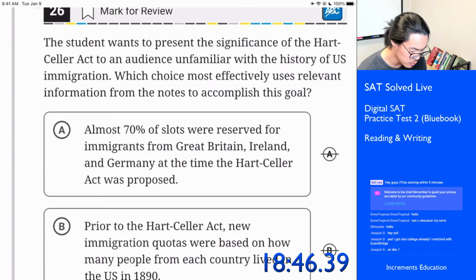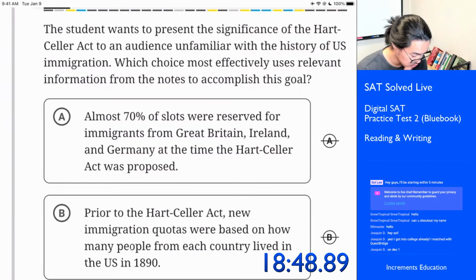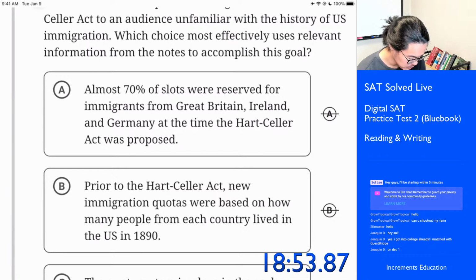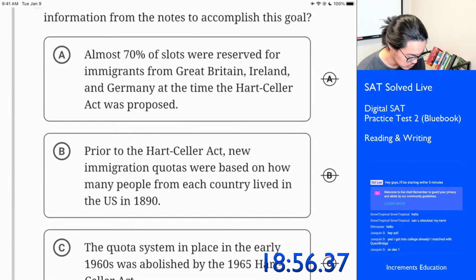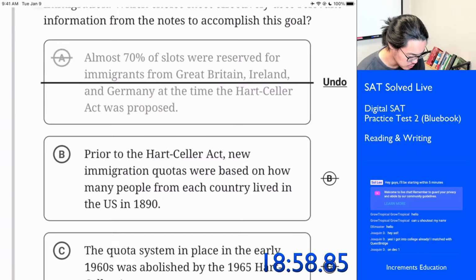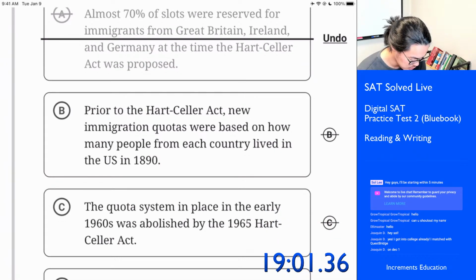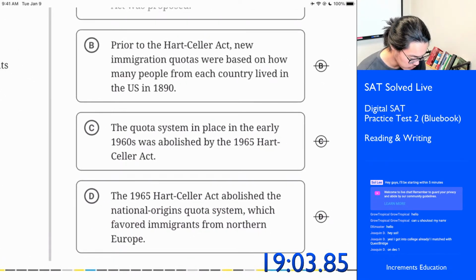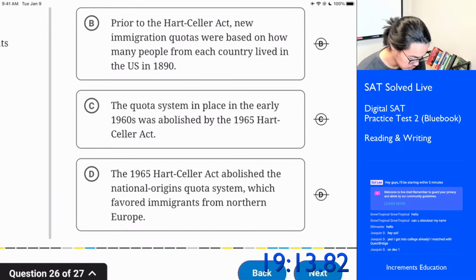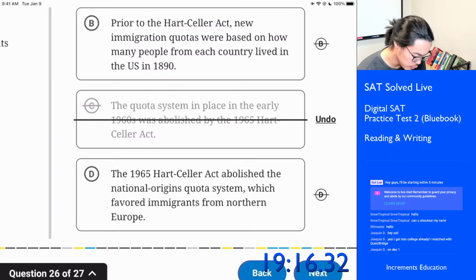Relevant information. Okay, we're trying to present the significance of this act to an audience unfamiliar. Significance of the act. So, slots. Well, this is talking about slots where we are clearly talking about something we don't know. Prior to the Hart-Celler Act, new immigration quotas are based on how many people from each country lived in the U.S. Okay, that could work. In place, this requires you to already know. Ooh, it could be D. It's probably D.